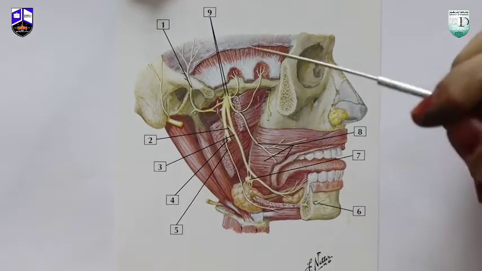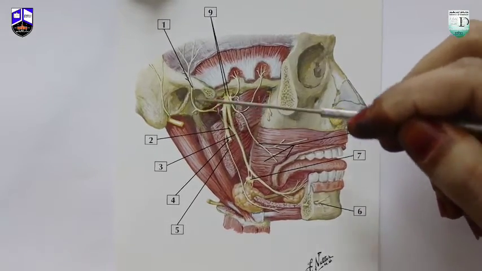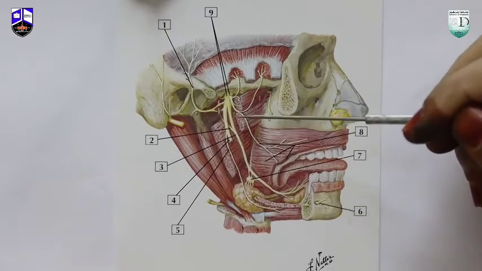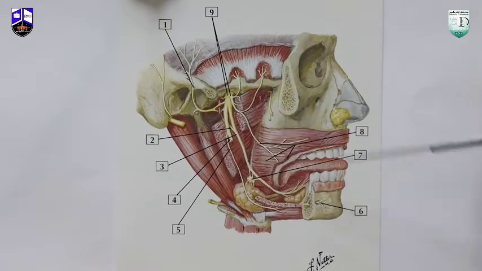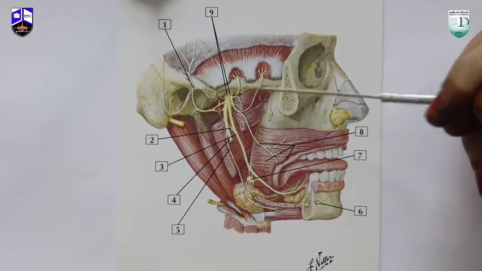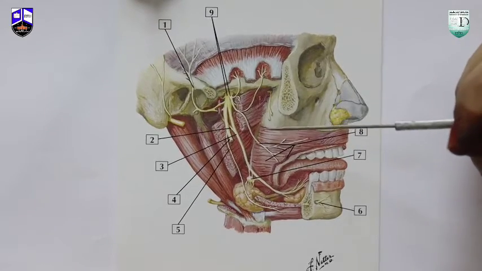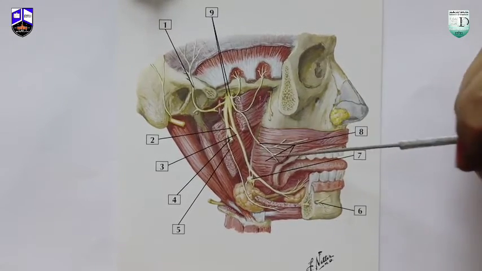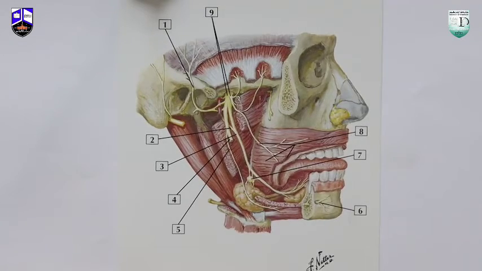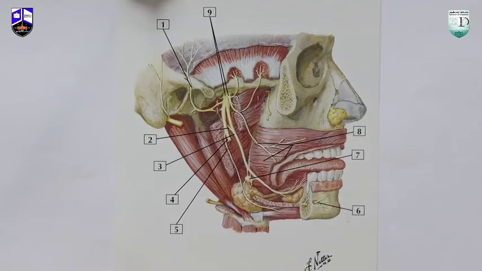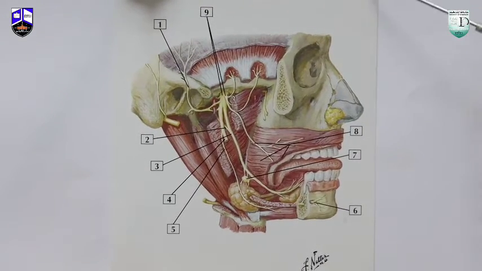So the three branches that emerge from the posterior division are the auriculotemporal, the inferior alveolar, and the lingual nerves, while the branches that originate from the anterior division are two deep temporal nerves, masseteric nerve, nerve to lateral pterygoid, and the fifth is the long buccal nerve. That's all about the mandibular nerve.